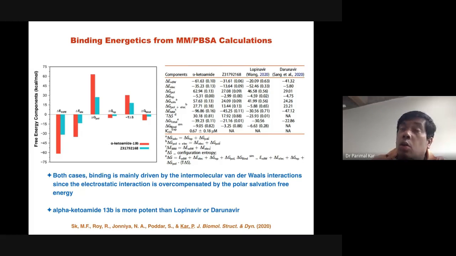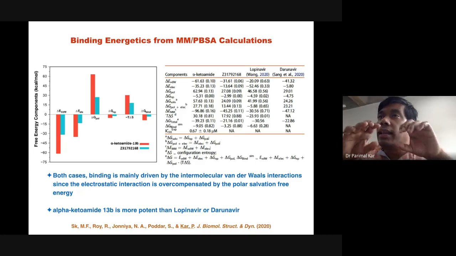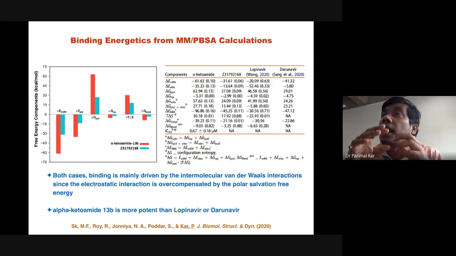So, although the intermolecular electrostatic interaction is favorable, the net electrostatic contribution is unfavorable to the complex formation for both cases. So you can safely say that here the binding is mainly driven by the van der Waals interactions. Now you look at it. Alpha ketoamide is bigger than this Z3179-268. So that's why it fits better in the binding cavity and it can have more van der Waals contacts with the receptor. That's why it has a better binding affinity.